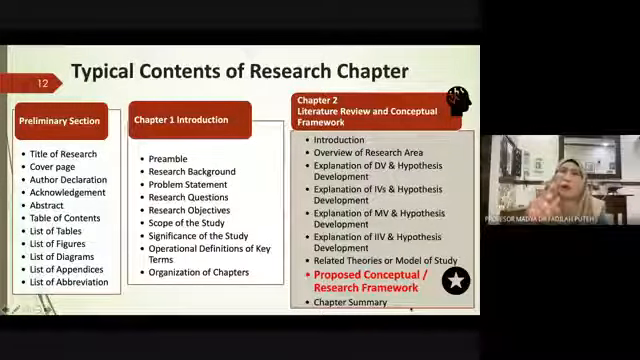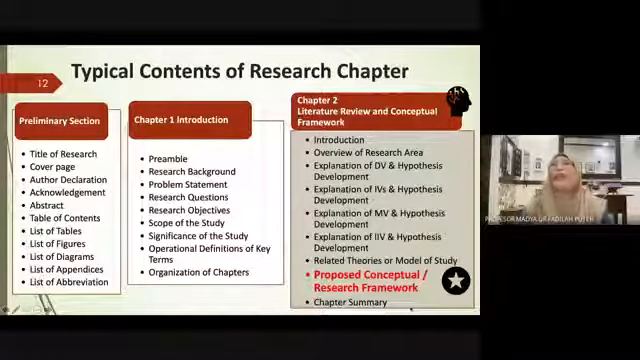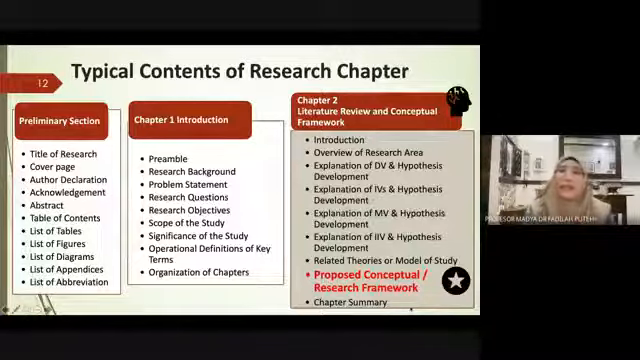And after you have explained all the variables of your study, then you find the related theories and models to explain whether a possible relationship exists between all the variables and your DV. And all these possible relationships that you explain should appear in your research conceptual and research framework. So basically, these are the typical contents in chapter 2.